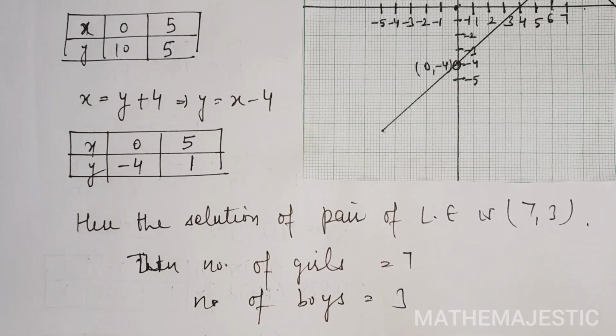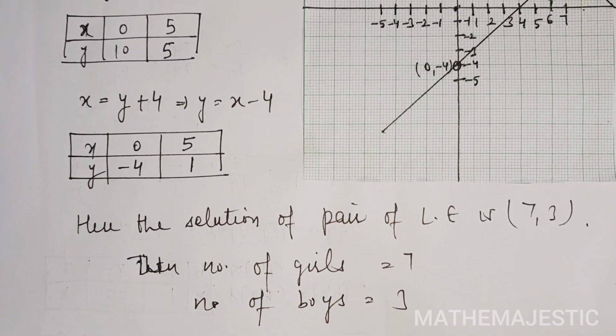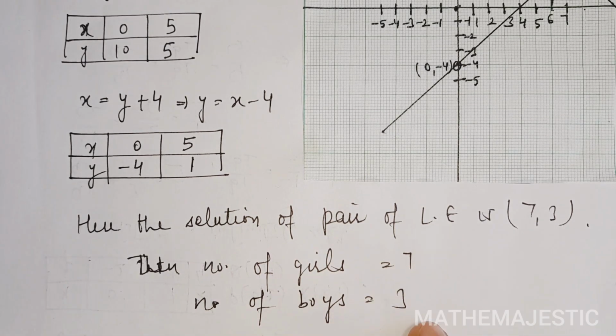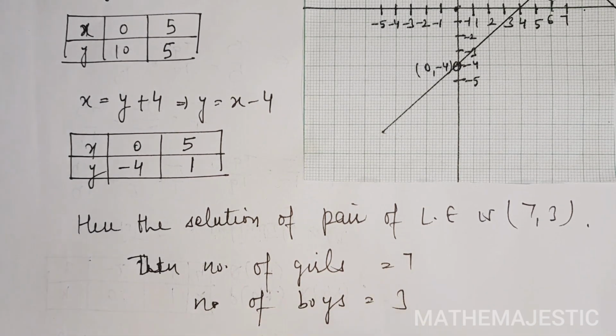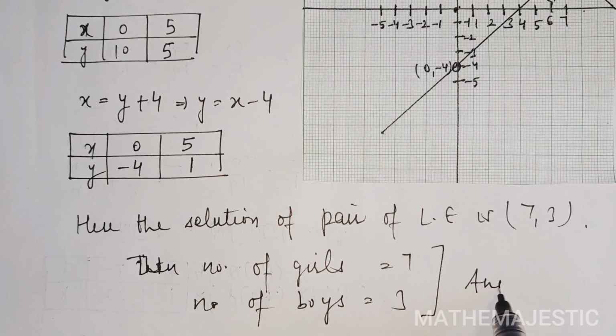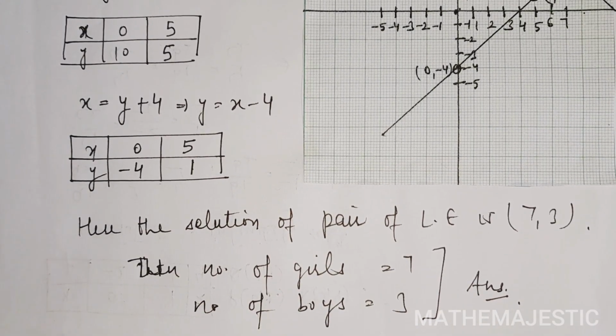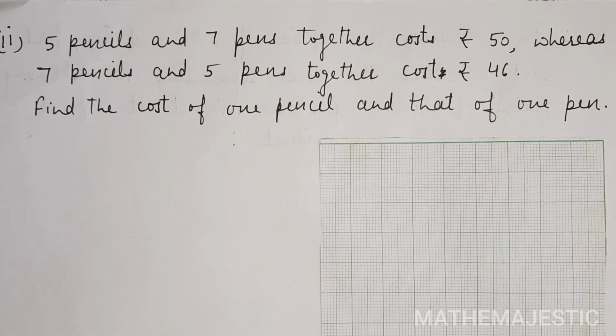Now you can verify this also. As given, the total strength is 10, so that is 10 here, and girls are 4 more than boys. So both the conditions are verified, hence our answer is correct. Similarly, you can find the solution using the graphical method. Now we will do the second part.